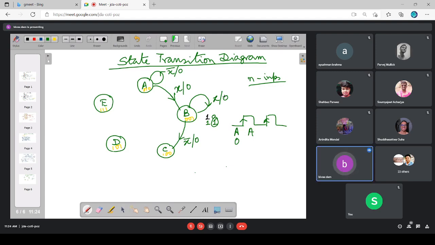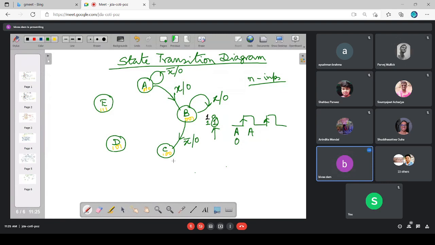What is the inference after receiving this one? No bit has been detected. A one মানে কি? First bit has been detected. First bit, one. So what is that state? B. So I have gone there. Okay, so now you're in state C.